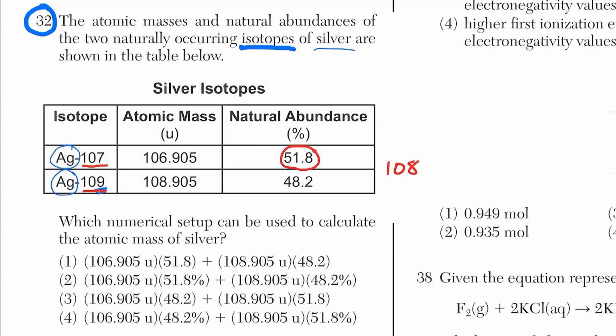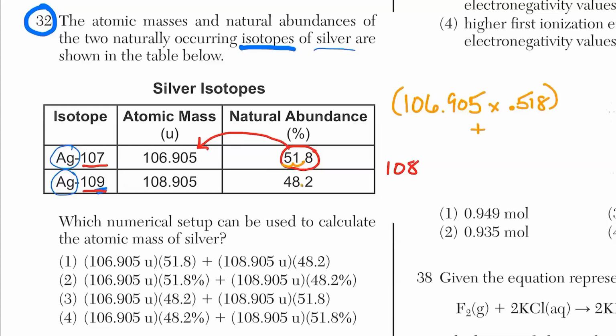So how do I do this problem? What we do is we find the percentage of each of the atomic masses, and then we add them together. When you do a percentage, you move the decimal place 2 places. So I'm going to move this 1, 2, and so I'm going to take 106.905 and times it by 0.518, and then I'm going to add it to the next one.